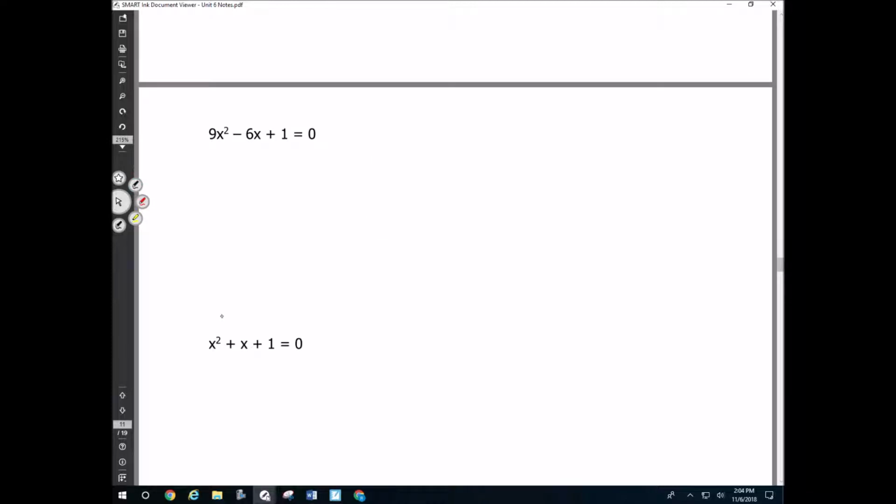Skip this one, go to this one. X squared plus x plus 1. Seems simple. This has got an a of 9, so it's like whatever, skip that. Go to this one. X squared plus x plus 1. Okay, I'm thinking about factoring this. Are there two numbers that multiply to get 1 and add to get 1? Go ahead and think about it.